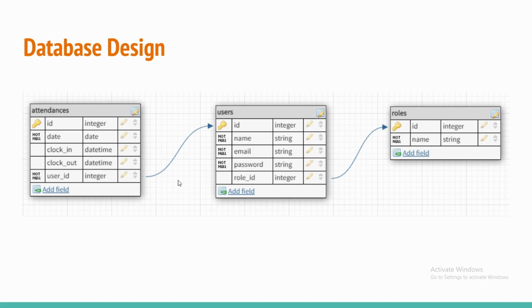And the third table is the attendance table, which will have a date, clock in and clock out, and the user ID, which is a foreign key from the users table. So this table will have a one-to-many relationship. One role can have multiple users, and one user can have multiple attendances. After we create this database design, you can create it in any platform.